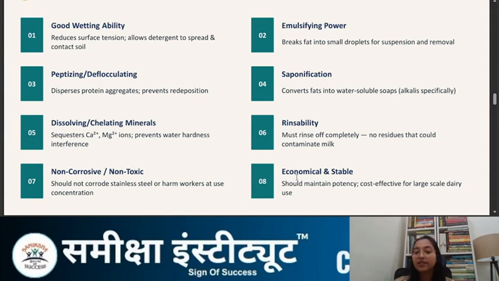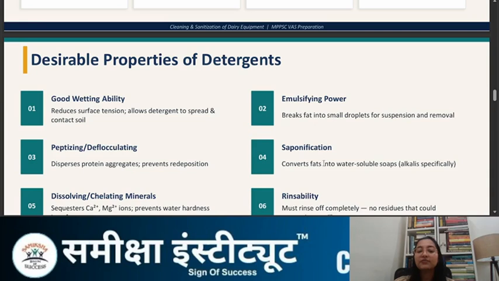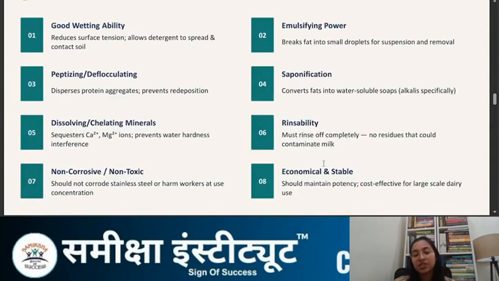And lastly, very important, it should be economic and stable for use. It should maintain the potency. It should be cost effective for large scale dairy uses. So these all 8 are the desirable properties that we are looking for in a detergent. When we classify the detergents, when we use them in the equipment and the milking plants, they should follow these 8 criteria. Only then can we ensure better cleaning and sanitization.